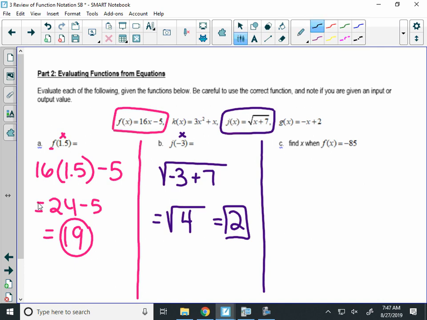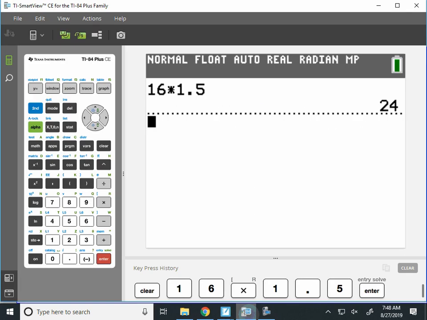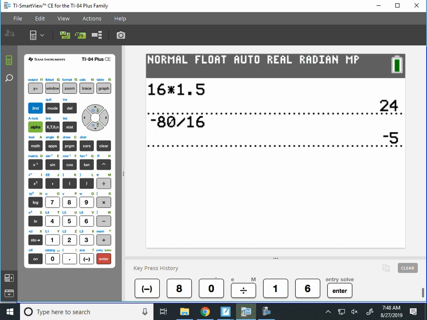All right, lastly, find x when f of x is negative 85. So I'm going back to this f of x, the equation in pink over here. The negative 85 is not in parentheses, so it is an output or y value. So what you do is take the function and set it equal to the output. Now, I'm going to solve for x by adding 5 to both sides. I'll get 16x equals negative 80, and then divide by 16. If you need, go ahead and use your calculator here. Negative 80 divided by 16, and you get negative 5 as your answer.